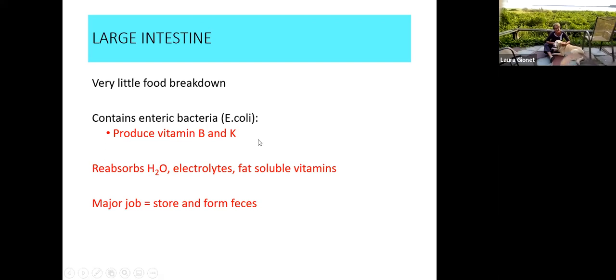vitamin B and K. We reabsorb some water, some electrolytes, and fat-soluble vitamins A, D, E, and K. But the major function or job is to form feces. Yes, there are some vitamins that are made by some of the bacteria that reside there, like E. coli. But the major job is to store feces.